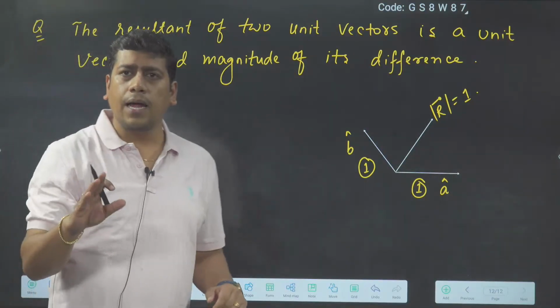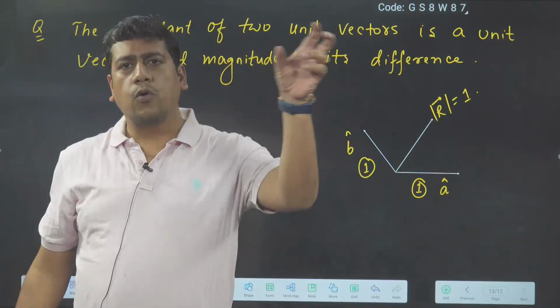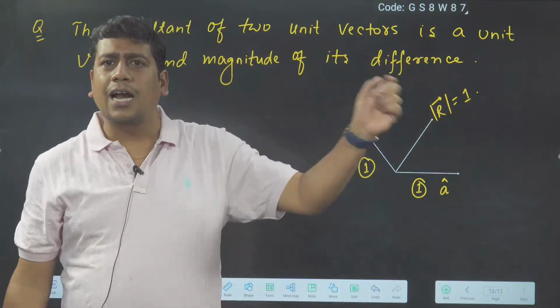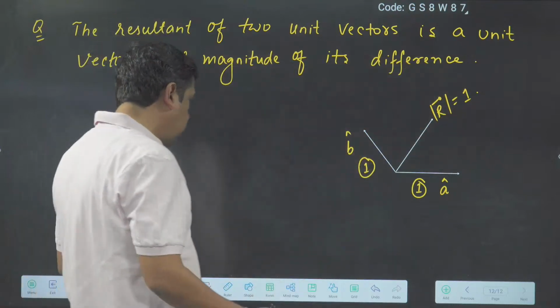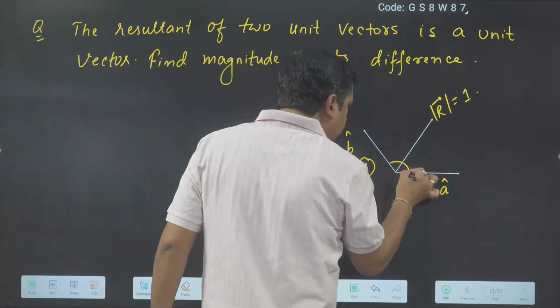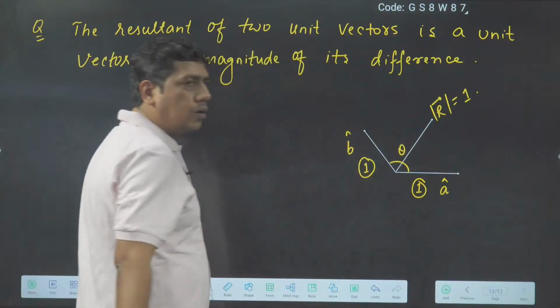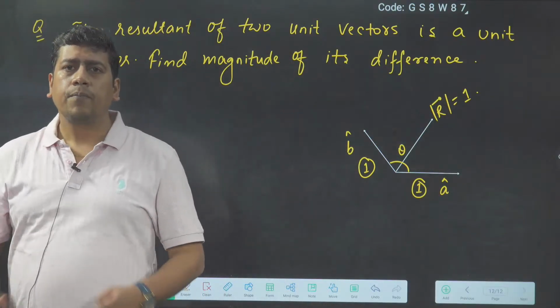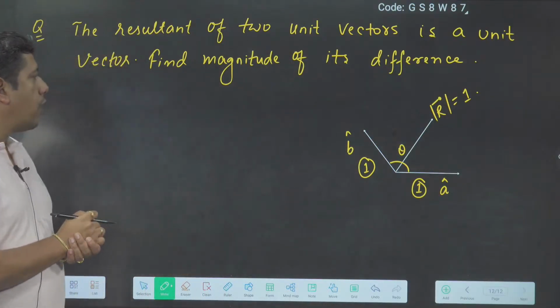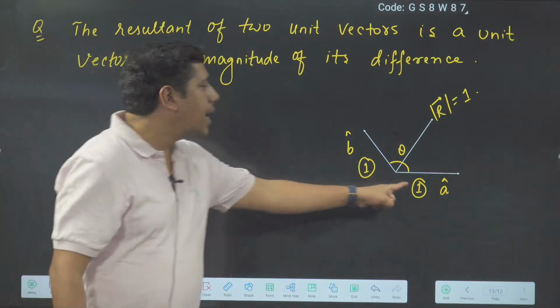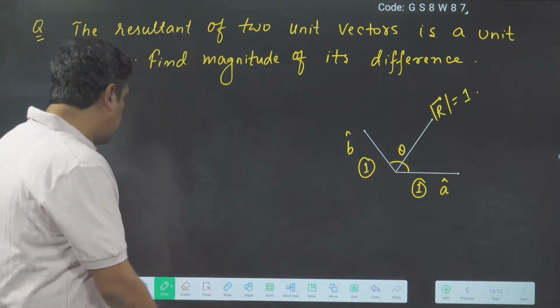So either you can apply resultant equal to under root a square plus b square plus 2ab cos theta and find theta, because we don't know the angle between them. This theta we don't know, between a cap and b cap. So first of all we have to find theta. But since the magnitudes are equal, we can use this formula also.